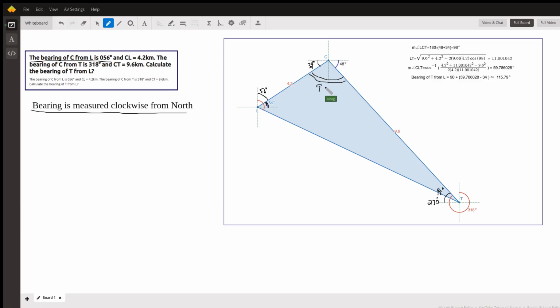Now, why do we do that? Because eventually I want to find the measure of this red angle right here. And that means I need to find the measure of this angle, subtract 34 to get the measure of this angle, and then finally the bearing will be 56 plus 34 plus that angle right there.